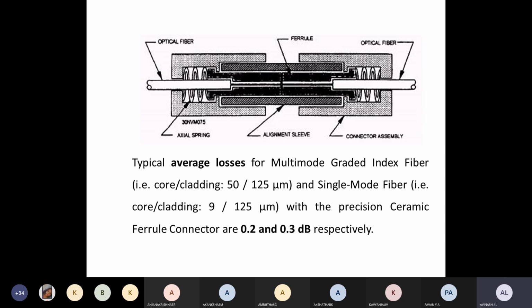I'll give you 2 minutes of time. Please write down the diagram. So please write it down, all of you, the diagram.